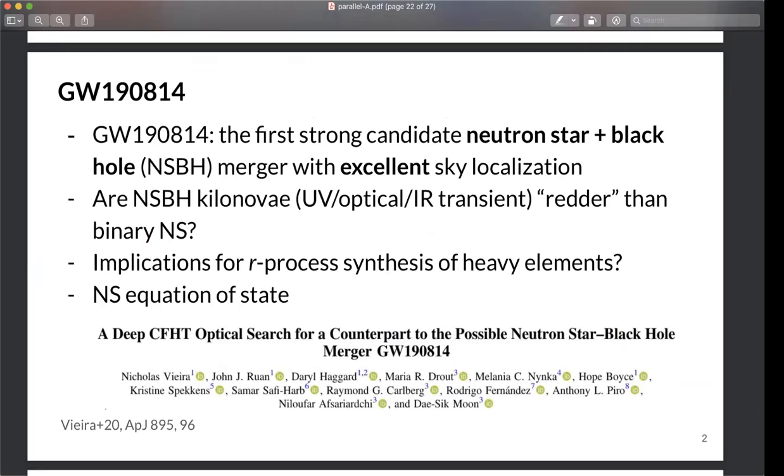Some of the ones that I care about are, so what do neutron star black hole kilonovae, so that's the UV optical IR transient, look like compared to binary neutron star mergers? Are they redder than our friend GW170817?